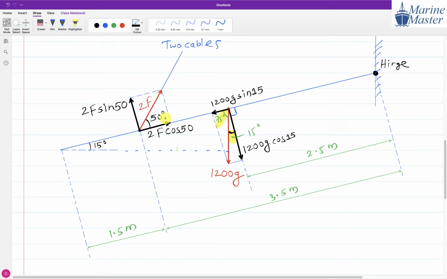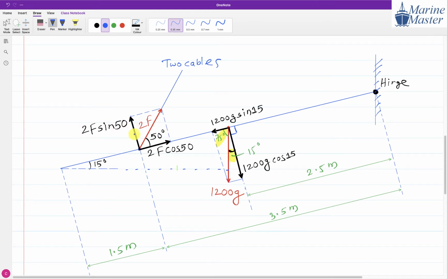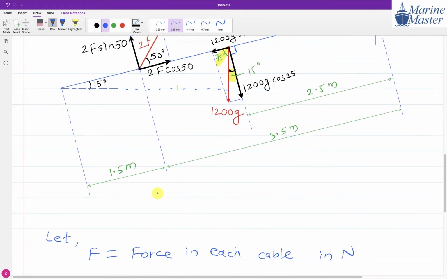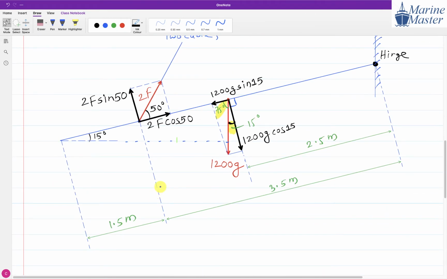Now try to see the scenario here. We will see each force one by one. Now what is the effect of 2f sin 50 about the hinge? Clockwise or anti-clockwise? Sir, it's clockwise. So it is 2f sin 50, clockwise, and the perpendicular distance is 3.5 meters. Clockwise means we will take it as positive. So 2f sin 50, with perpendicular distance 3.5 meter.